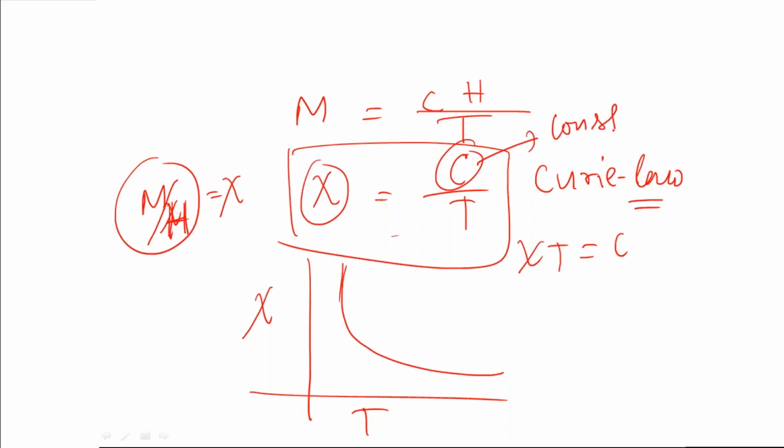If you draw the graph chi versus T, you will get typically this hyperbolic curve. Because C is a constant called the Curie constant. Pierre Curie had done a lot of research on paramagnetic material basically, and had given this law: the temperature and field variation of magnetic susceptibility can be expressed in this way.